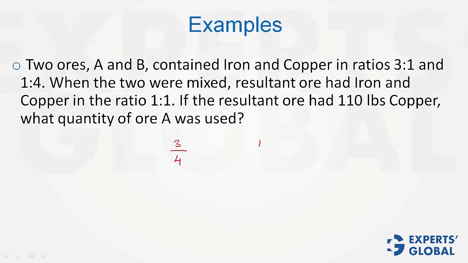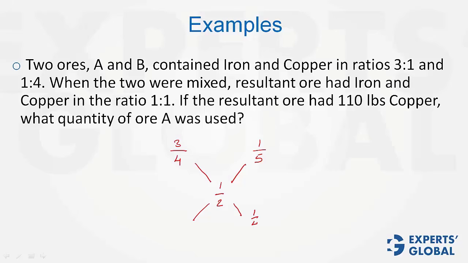The other quality becomes 1 out of 5. It is 1:4. So 1 out of 5 parts is iron. And now when the two are mixed, the ratio is 1:1. So here the resultant quality is 1/2. Now take the difference, 3/4 and 1/2.